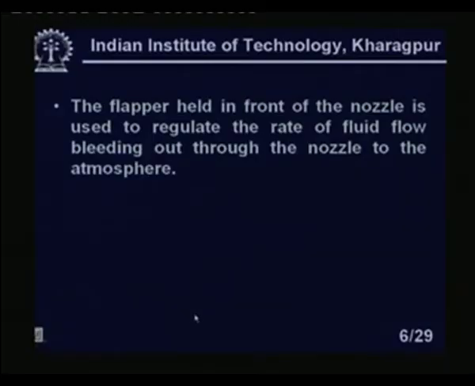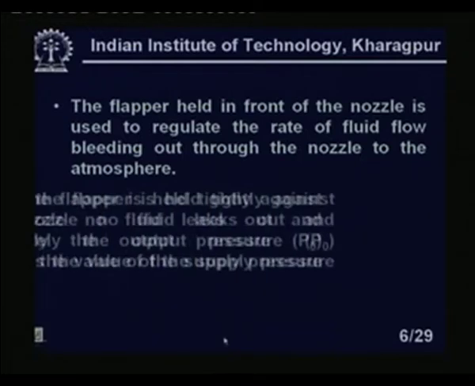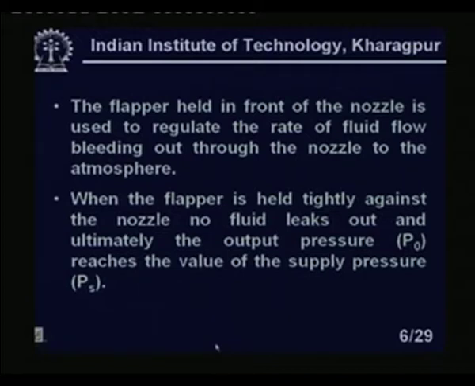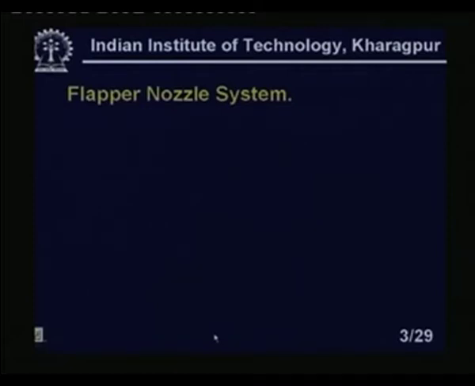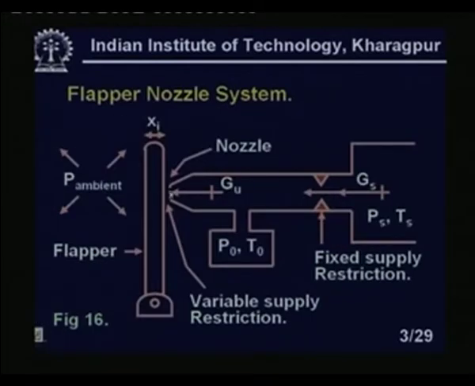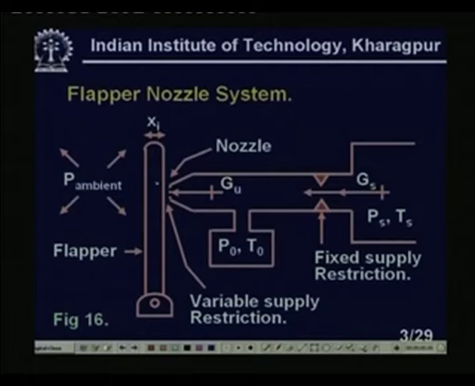The flapper held in front of the nozzle is used to regulate the rate of fluid flow bleeding out through the nozzle to the atmosphere. When the flapper is held tightly against the nozzle, no fluid leaks out, and ultimately the output pressure PO reaches the value of the supply pressure PS. Is it not? Let us look at that. What I am saying is that when this flapper comes very close to the nozzle, PS and PO will be the same at that point, right? But if it goes away, it will not be the same.